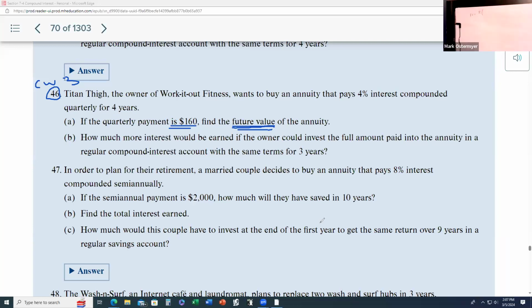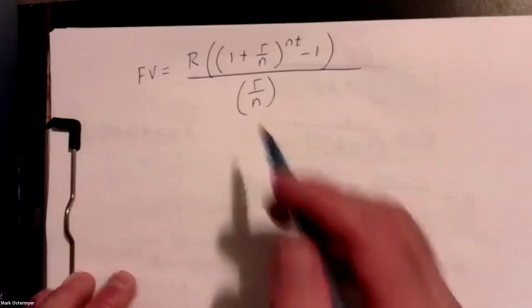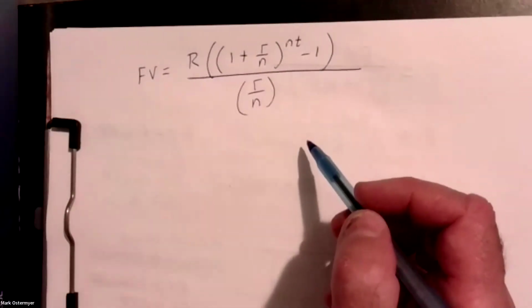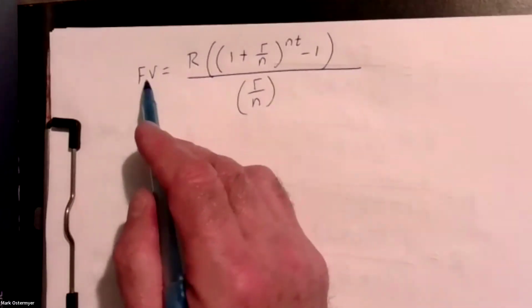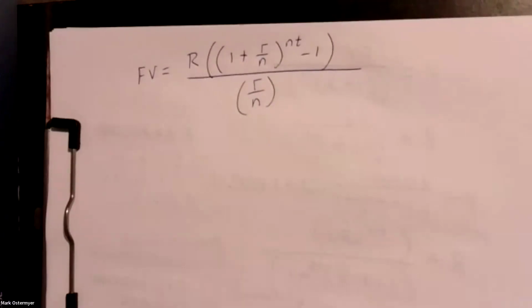Where is the thing? Hold on a second. I had it right here and I lost it. Here it is. Parenthesis 1 plus R over N raised to the NT power minus 1, all divided by R over N, correct? That's the formula you got to bring to the party. This is called the future value annuity formula, future value because we're solving for the future value. That's what you need to do this problem.